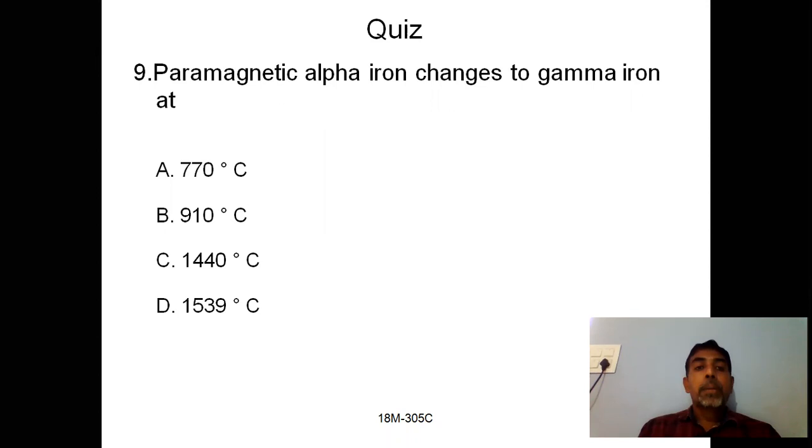See here. Paramagnetic alpha iron changes to gamma iron. Paramagnetic means non-magnetic. That means moving up, 770 to 910 is the paramagnetic alpha iron. If you cross 910, what are you going to get? Gamma iron. So the answer is 910. If you cross 910, you will get gamma iron.